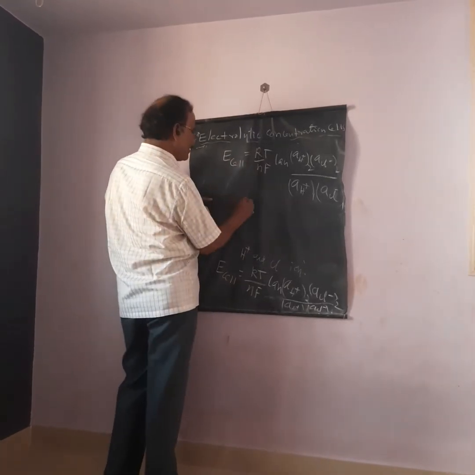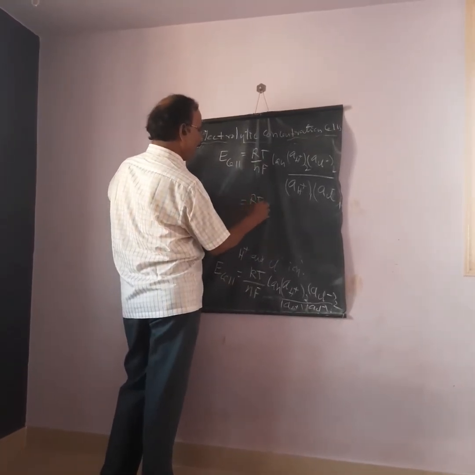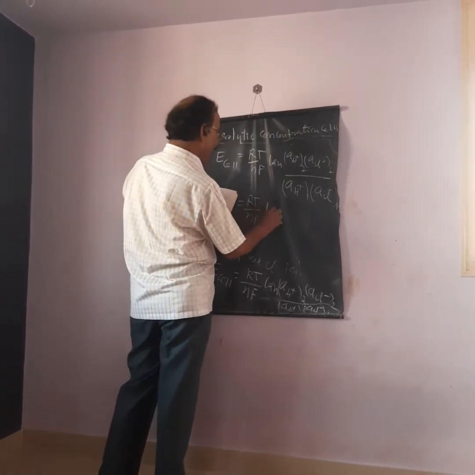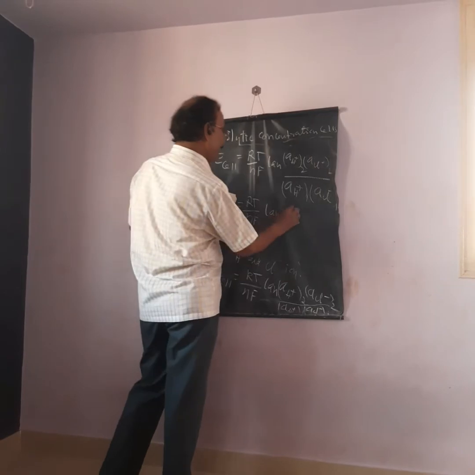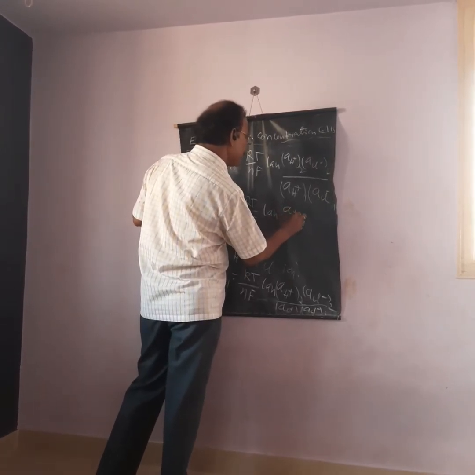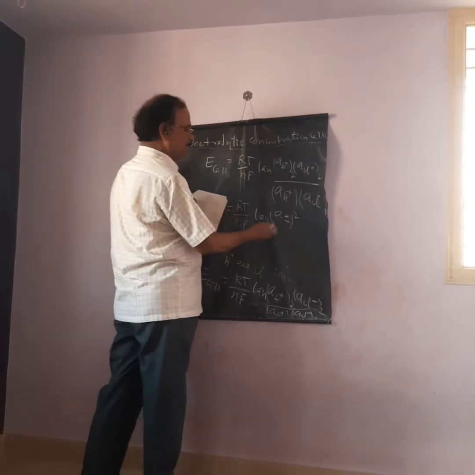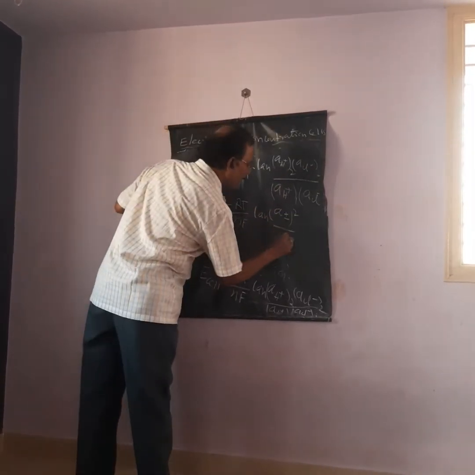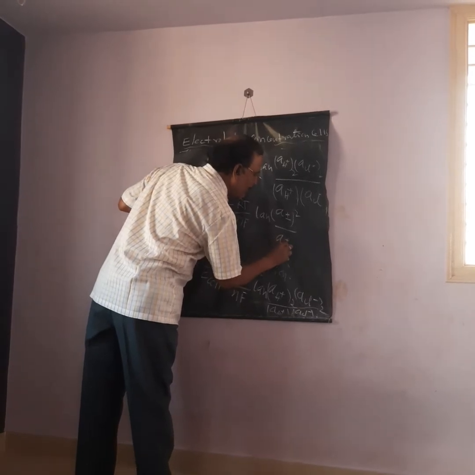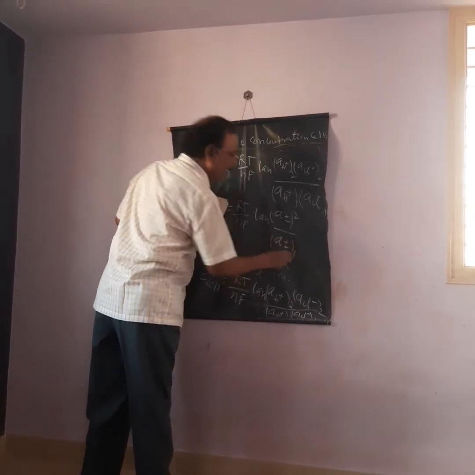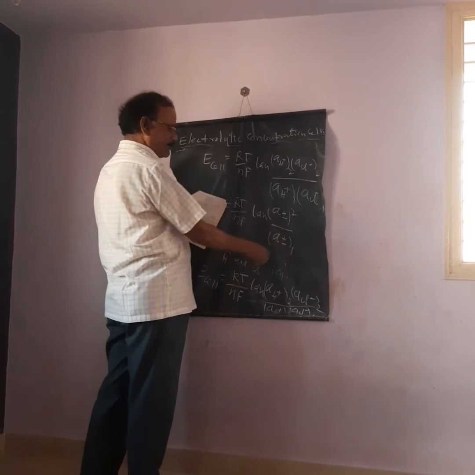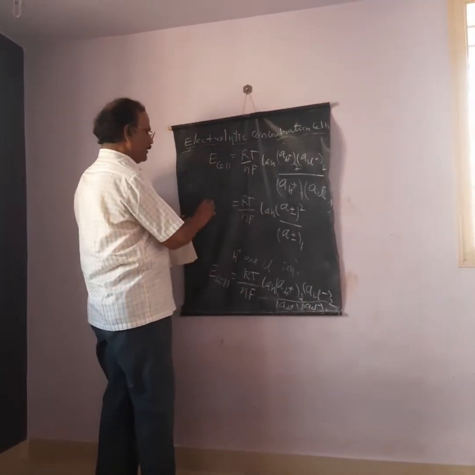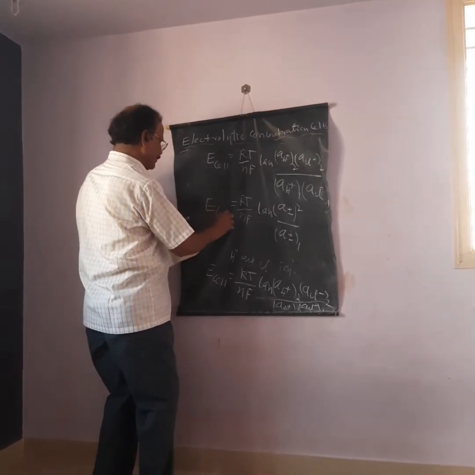Or I can write this also equal to RT divided by NF into ln of the activity of plus or minus, squared. It means the activity of hydrogen and the activity of Cl, squared, divided by the activity of plus or minus 1, the activity of H plus 1 and the activity of Cl minus 1 at the first solution. That is the EMF of the cell.